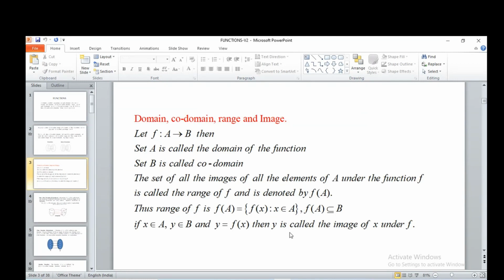So earlier what we have seen, here I have given as a definition. The set of all images of all elements of A under the function F is called the range of F and is denoted by F of A. The range of F of A is defined as F of X such that X belongs to A. So F of A is a subset of B. If X belongs to A and Y belongs to B, and Y equal to F of X, then Y is called the image of X under F.